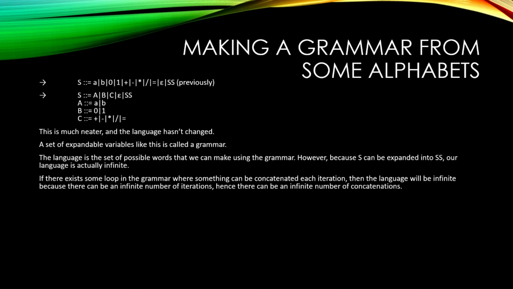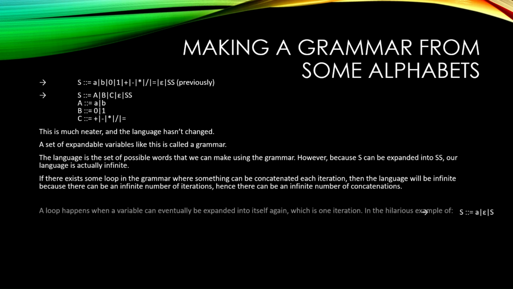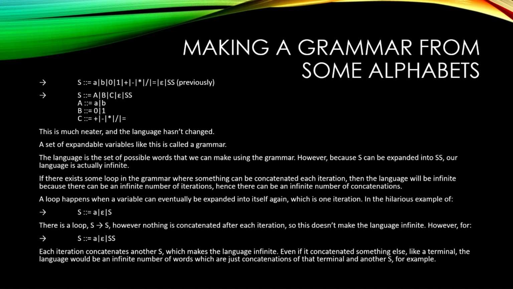If there exists some loop in the grammar where something can be concatenated on each iteration of the loop, then this means the language will be infinite, because if a variable expands to itself, there could potentially be an infinite number of those iterations. Hence, if something is concatenated each loop, then there can be an infinite number of concatenations. A loop happens when a variable can eventually be expanded into itself again. The variable could expand to a different variable, which expands back to the original one. That's also a loop.